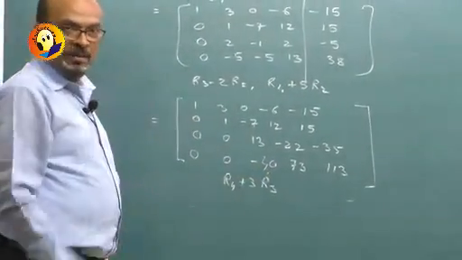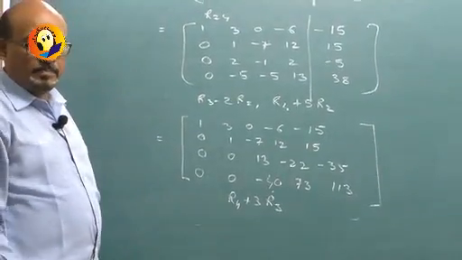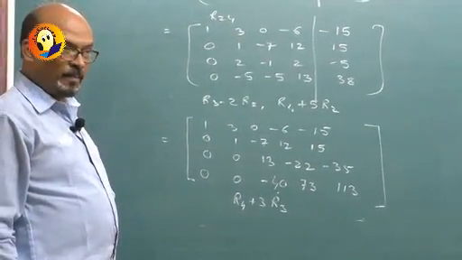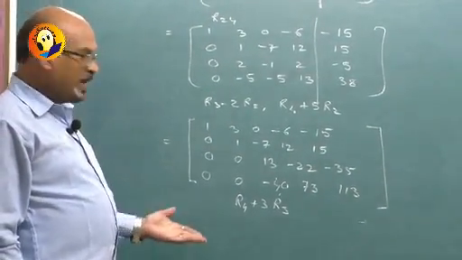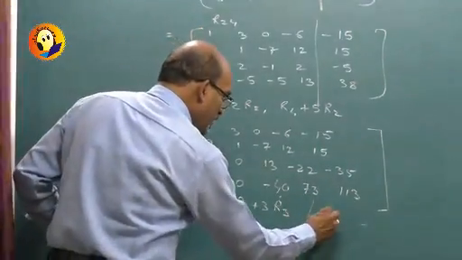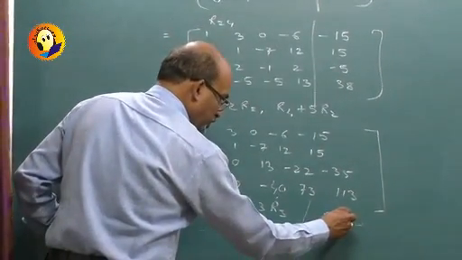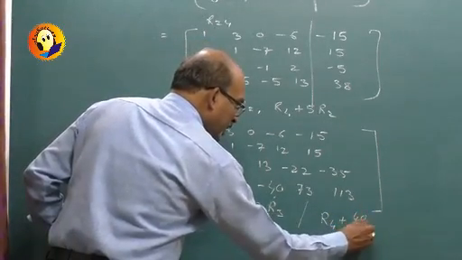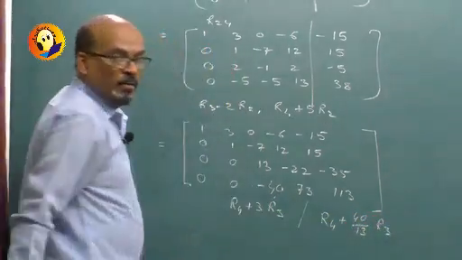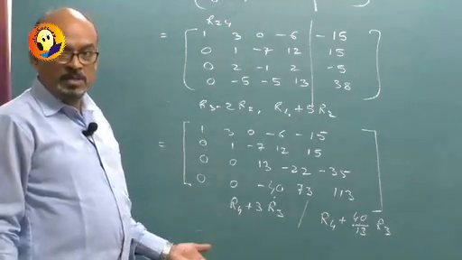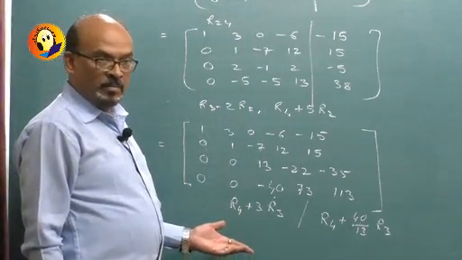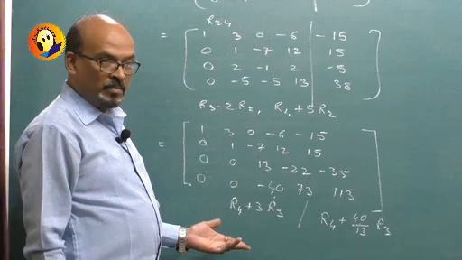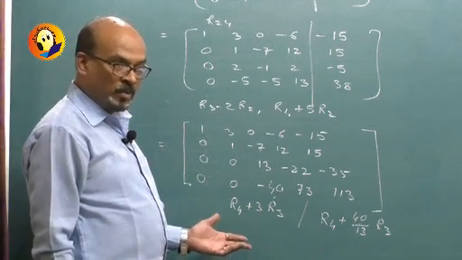So I will get 1 and then I subtract. It will be easier. Otherwise the step should be R4 plus 40 by 13 times R3. This is the appropriate step. Got it?